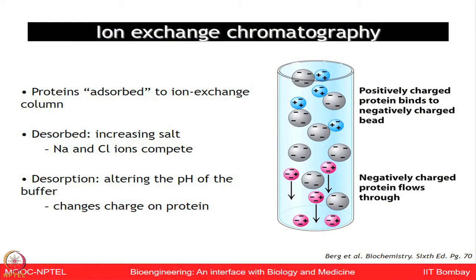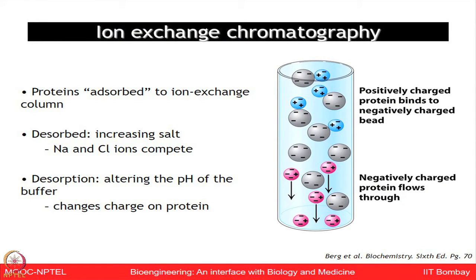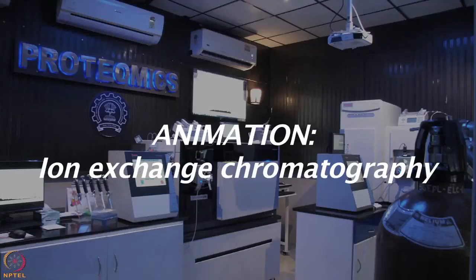Now, in ion exchange chromatography, the proteins are first adsorbed to the ion exchange column, and after they are bound to these beads, you want to slowly desorb them by increasing the salt concentration. Therefore, the sodium and chloride ions compete, and by altering the pH of the buffer, you can change the charge on the protein. So, you can elute the proteins based on their positive or negative charge. Let me explain this in more detail in the following animation.